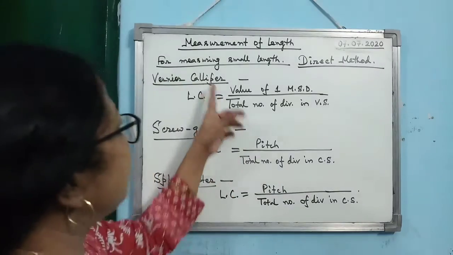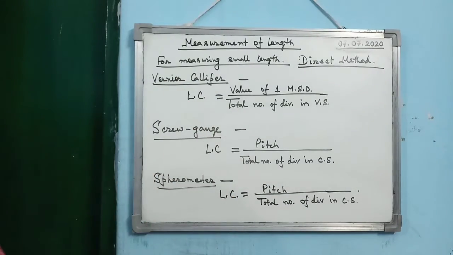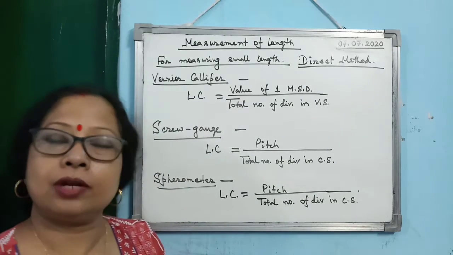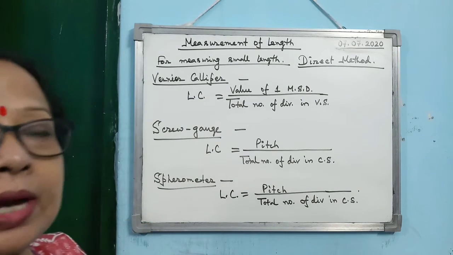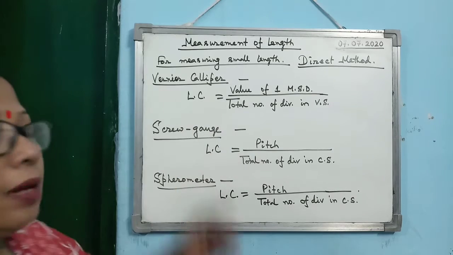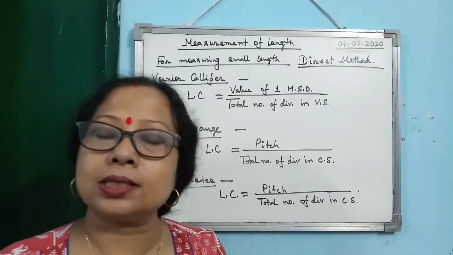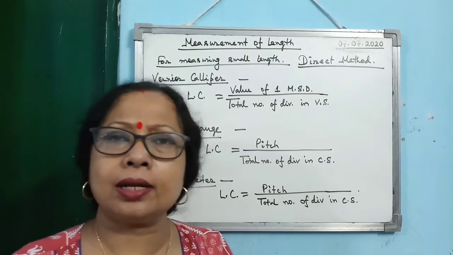For the vernier caliper, the formula for least count is the value of one main scale division divided by the total number of divisions in the vernier scale, because in a vernier caliper there are two scales. One is known as the main scale, another is known as the vernier scale. You have done this in detail in 9th standard.